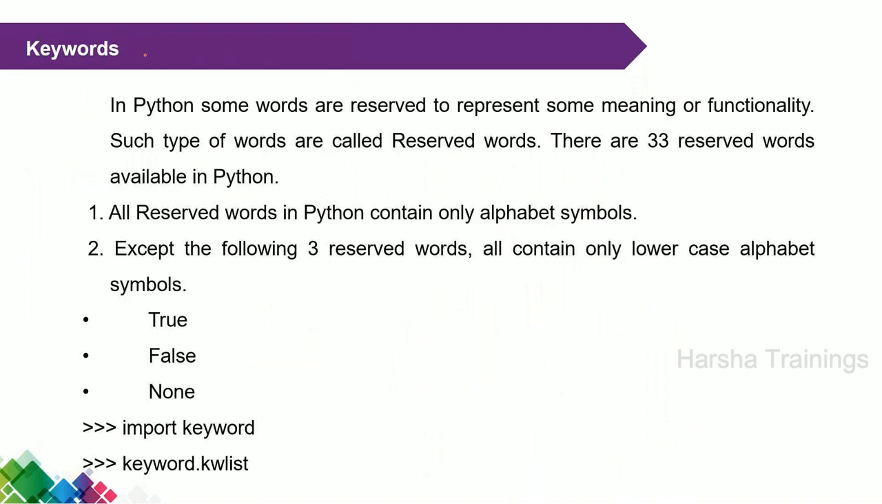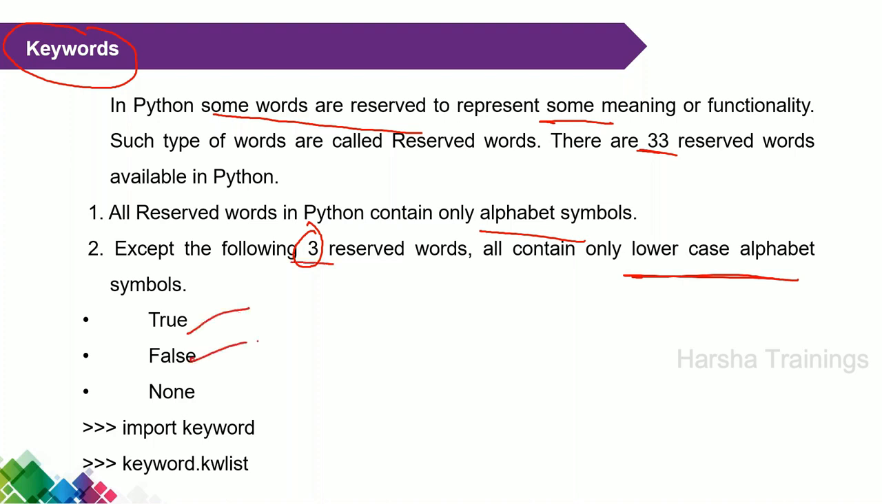The thing is keywords. Keywords are reserved words that represent some meaning. Each and every word has some meaning. We have a total of 33 keywords available in Python. Remember, all the keywords are in alphabets, no digits, no underscore. Except three keywords, all the keywords are in lowercase letters. What are the three? True, False, None. These begin with uppercase letters.